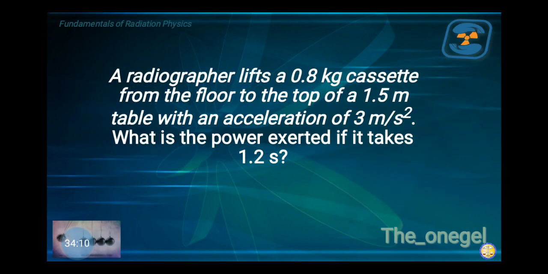A radiographer lifts a 0.8 kilogram cassette from the floor to the top of a 1.5 meter table with an acceleration of 3 meter per second squared. What is the power exerted if it takes 1.2 seconds?